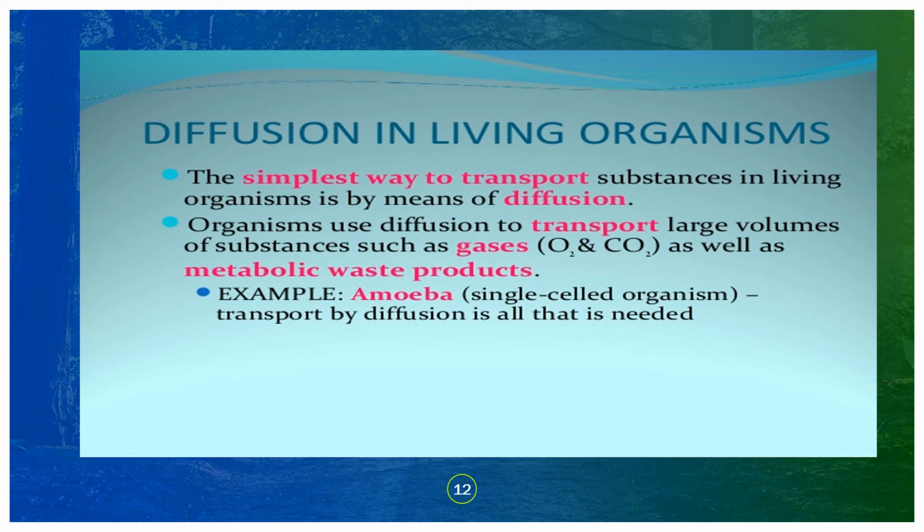Now, in case of living organisms, the simplest way to transport substances is by means of diffusion. All the organisms use diffusion to transport large volume of substances such as gases as well as metabolic waste products. Okay, these are transported due to diffusion. Now, an example is amoeba, which is a unicellular organism. It transports by diffusion, which is all that is needed. In case of amoeba, there is a diffusion of objects, diffusion of every need.